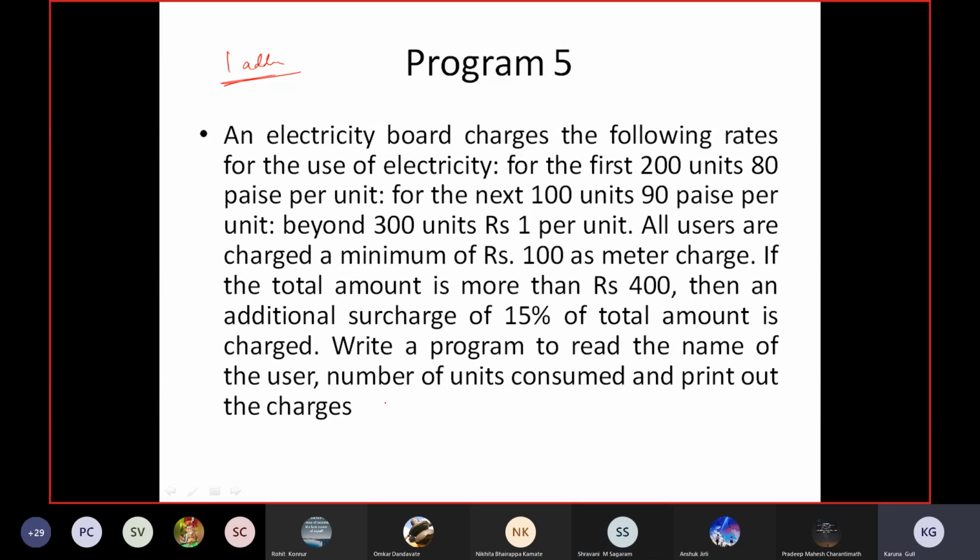I have a range here. So the first range is 0 to 200. They are telling me you have to pay 80 paisa per unit. If it is 201 to 300 units, then I have to pay 90 paisa per unit. If it is more than 300, then I'll write 301, so it is 1 rupee per unit. So this is what is given. If this kind of ranges are given, it is better to go ahead with the else if ladder there.